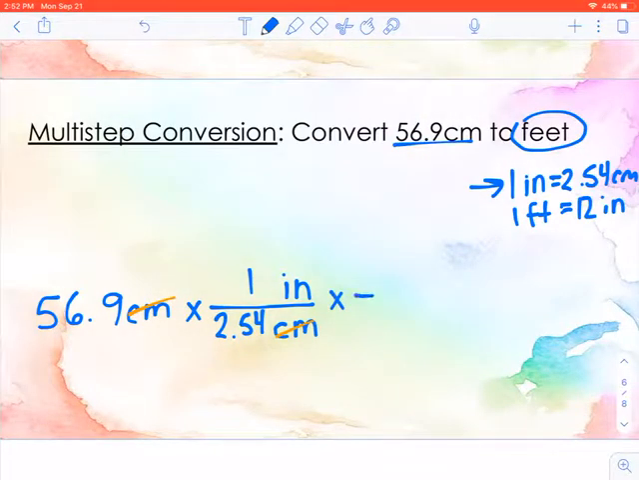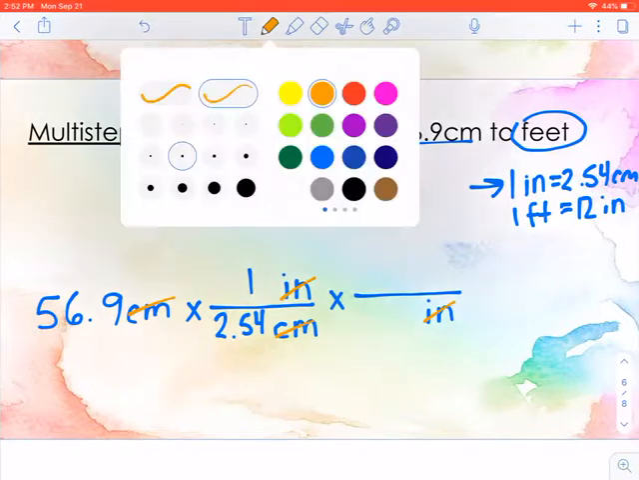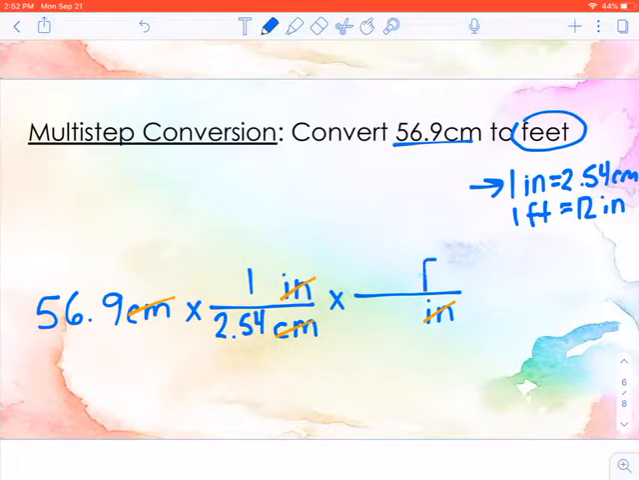So I'm going to do another times in a line. This time inches goes on the bottom so that it cancels out. And we are going to put feet on top because that's our wanted. We want to convert to feet because that is our ultimate wanted unit. And so let's plug in the numbers. There are 12 inches in 1 foot.